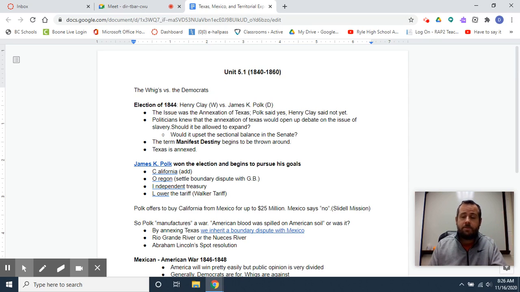from 1845 to 1849, and he's got 4 big goals, and I've listed them here with one of our memory devices, COIL. He wanted to add California. He wanted to settle the Oregon boundary dispute with Great Britain. He wanted to reestablish an independent treasury, and he wanted to lower the tariff. Long story short, he accomplishes all 4 of those goals in one term and then decides not to run again.